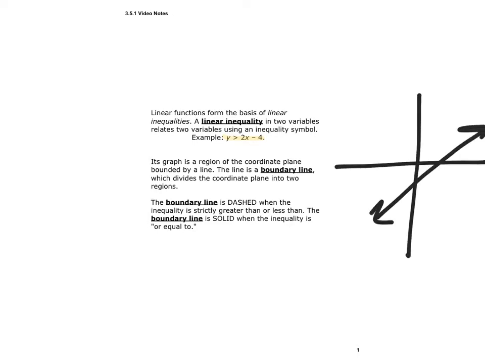So first of all, a linear inequality looks just like a linear equation, but instead of having an equal sign, it has an inequality symbol, like a greater than or equal to, one of those, okay? Its graph is a region of the coordinate plane bounded by a line, alright? So these are going to look a little different. We're going to have a normal line just like this, but with linear inequalities, we will also have some shading. You will either shade above the line or you will shade below the line. We'll talk about that in the next video.